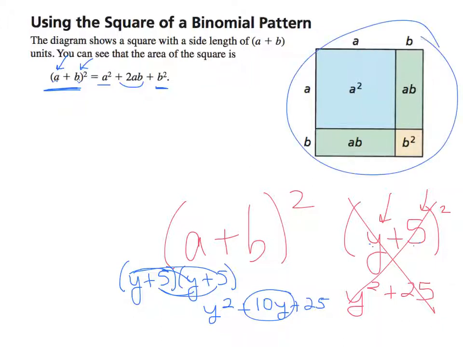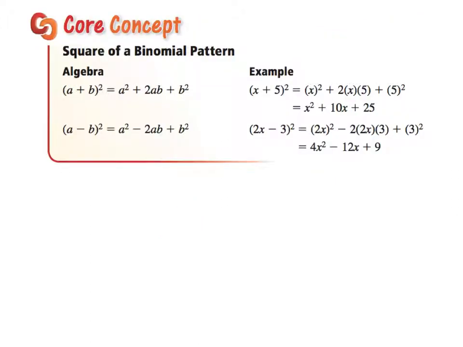And this proves why. You square the a, you square the b, and then you double a times b, since we have two of them here. So here's your core concept. Watch what we do. A plus b squared gives you a squared, and then you double the a times b, and then plus b squared.